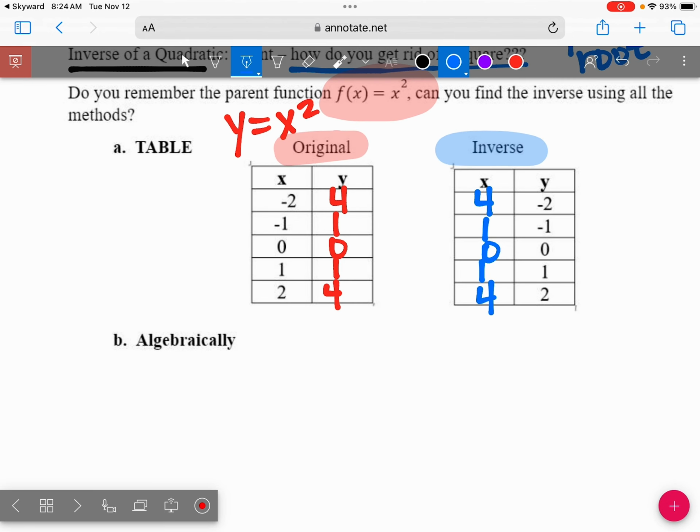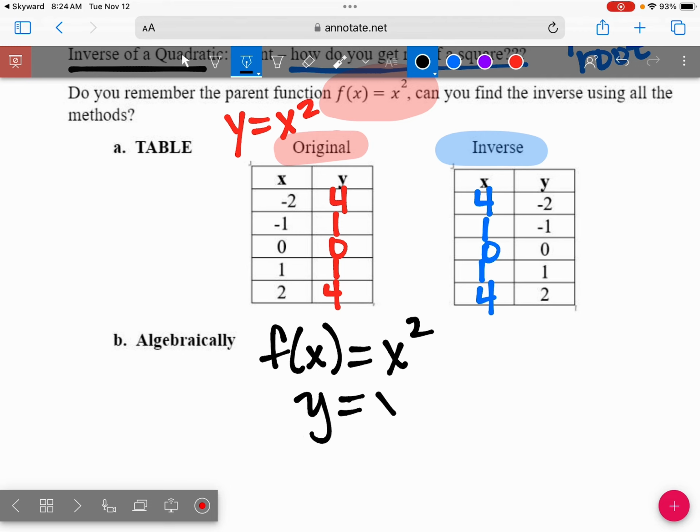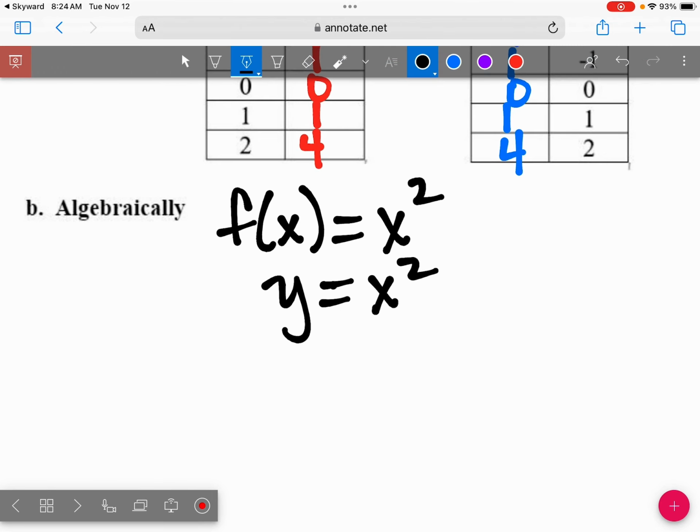Now let's do it algebraically. So we're going to take the equation f of x equals x squared and find the inverse. So we're going to start by replacing f of x with y. And then our next step would be to switch our x and y. So let's go ahead and switch those. So instead of y equals x squared, what are we going to write? X equals y squared.